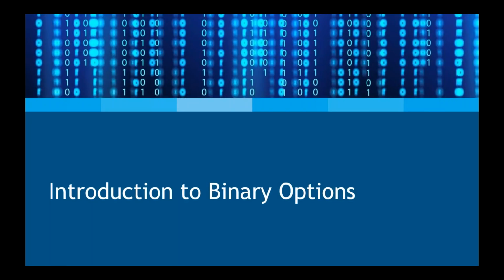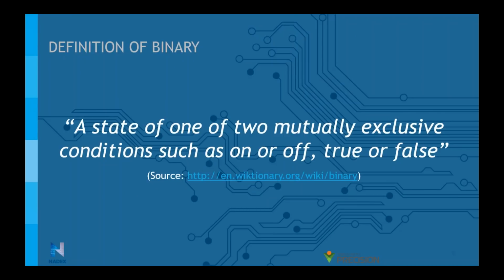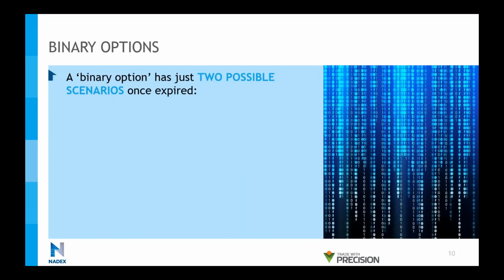So what are binary options? Those of you with an IT or computer science background may know the term binary, a state of one of two mutually exclusive conditions, such as on or off, true or false, 1 or 0. And with binaries, we do just have that. It's either a 1, a true event, or it's a 0, a false event. In the case of our binaries, it's either a 100 or a 0. And this 100 or the 0 is the payout.